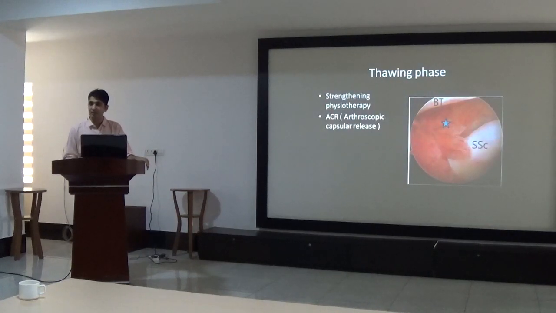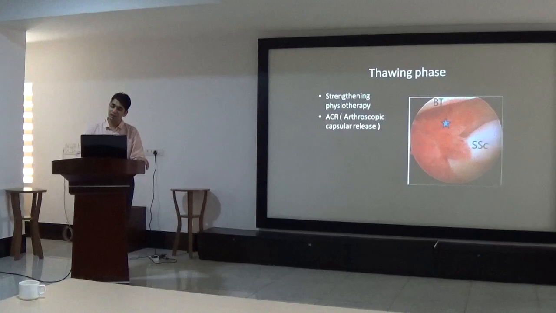In the thawing phase, when we feel that the patient might continue with a lot of residual stiffness, my role comes in as an arthroscopic surgeon, where I would do arthroscopic capsular release. This is a picture of a frozen shoulder, with this whole tissue inflamed. Because of inflammation, there is stiffness. This is the biceps tendon, this is the supraspinatus. If you put a hole in between and reduce all the fibrous or inflammatory tissue, it will increase range of motion post-operatively.